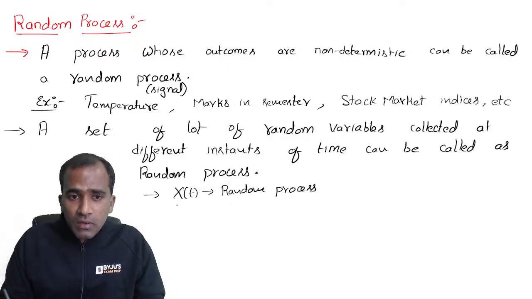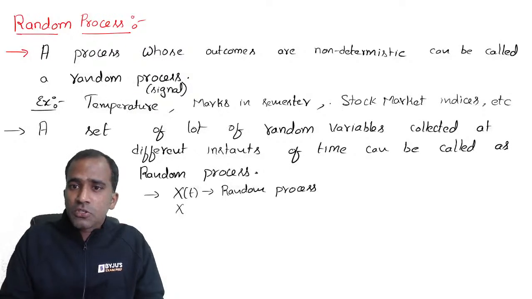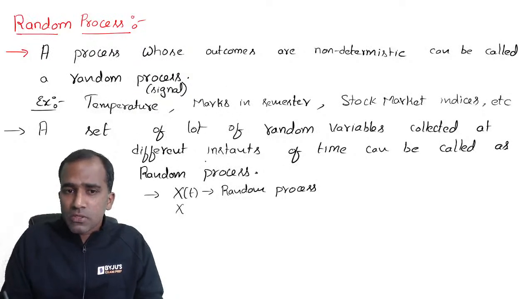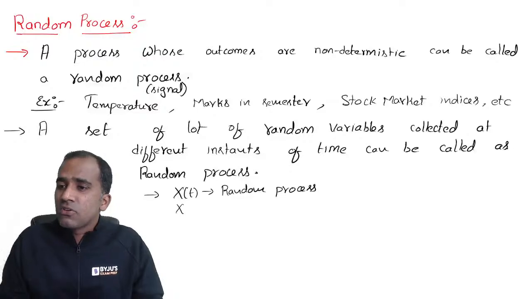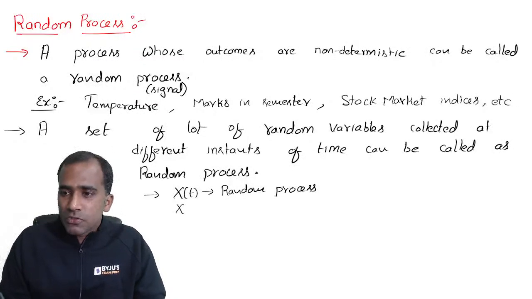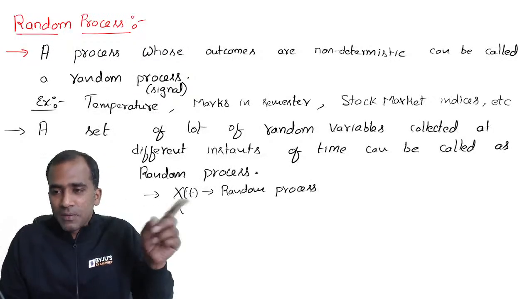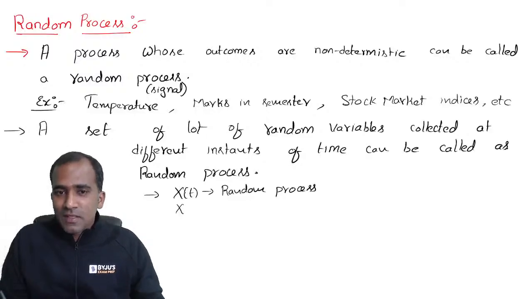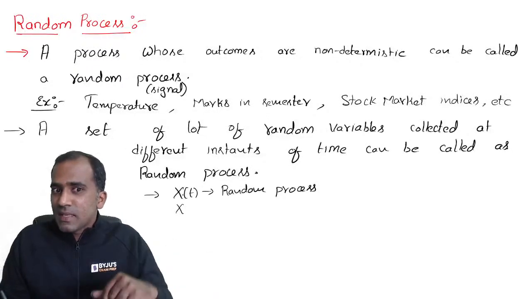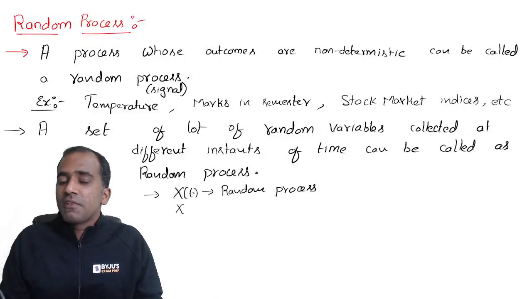Okay, so now let's try to understand. If x of t is a random process, you can think of it as temperature, stock market, or marks in semester. Any random process you can take, generally we represent it like this: x of t, or y of t, or z of t, or q of t. Any letter we can use. Okay, since we generally use x as the random variable letter, in the same manner, instead of x, we are using x of t for random process.